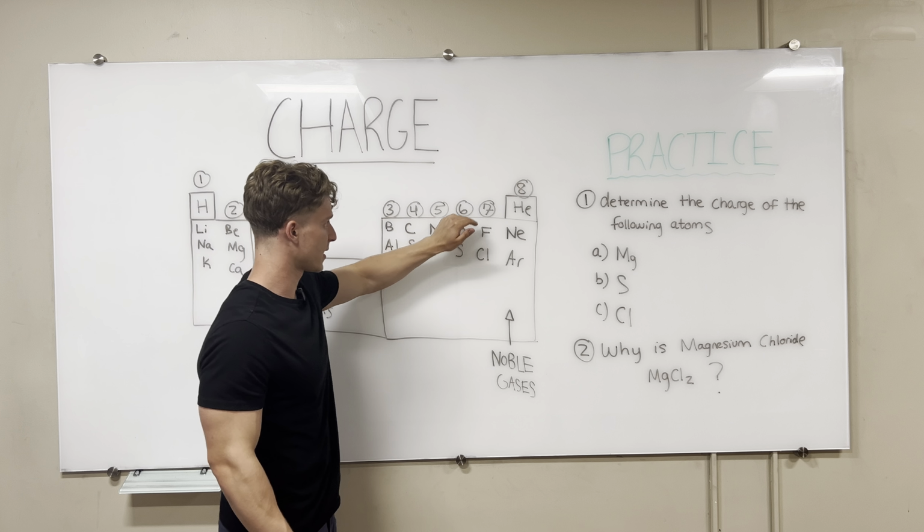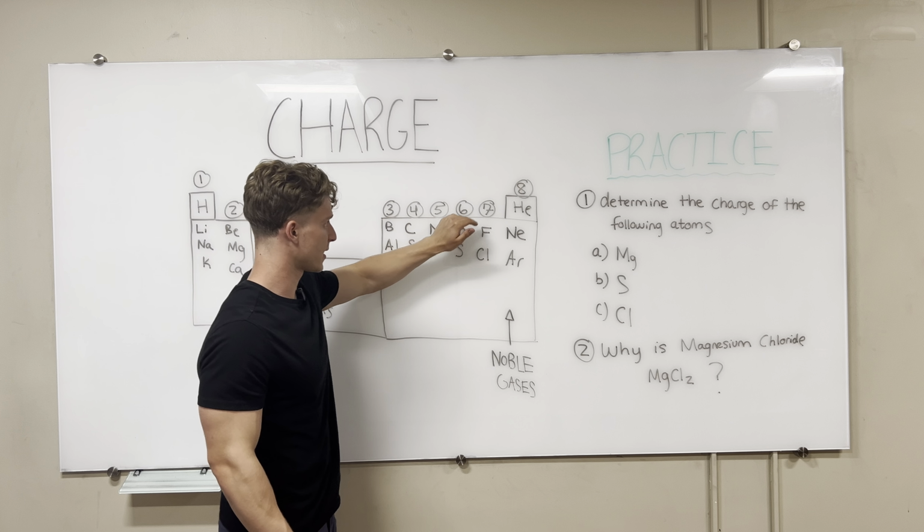So once we've determined where something is on the periodic table based on the column that it's in, we can then determine its charge. Now, this is the explanation that you need to know on why something has the charge that it has. Now, this is all based on electrons, okay? Electrons are going to determine the charge that that atom has, right?